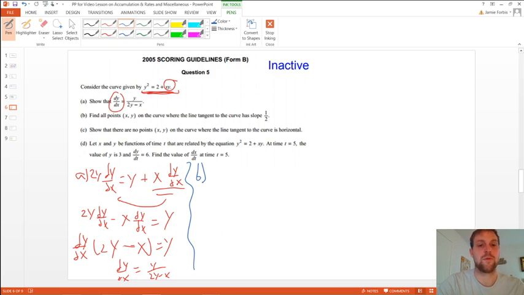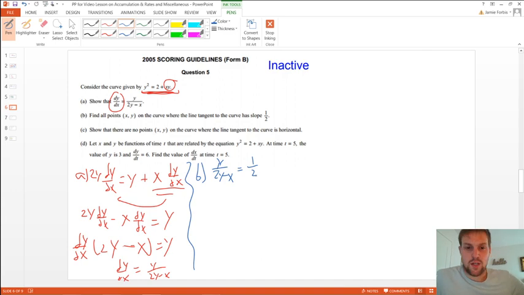So I'm trying to find all x and y where the slope is equal to 1/2, or the derivative, dy over dx, is equal to 1/2. So I'm going to take the answer from A, which is y over 2y minus x, and set it equal to 1/2. I'm going to solve for those points.